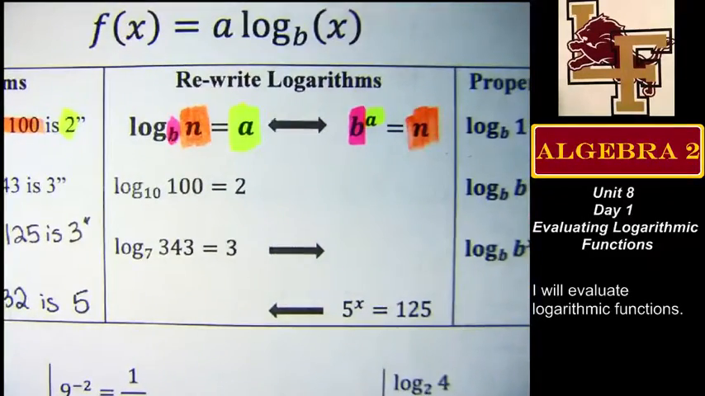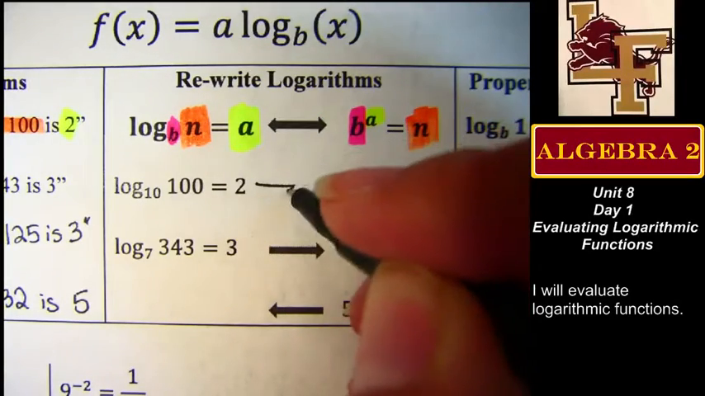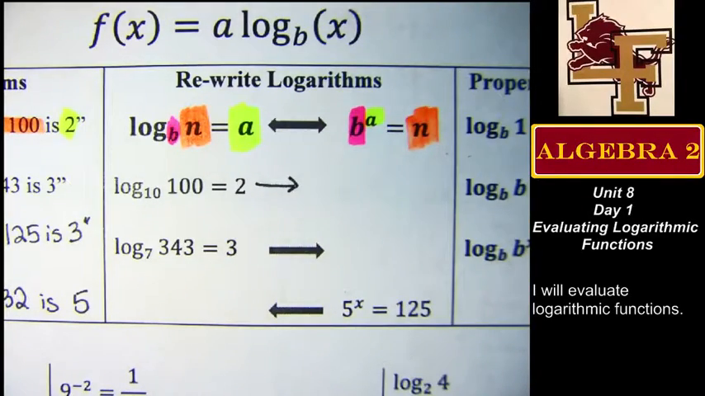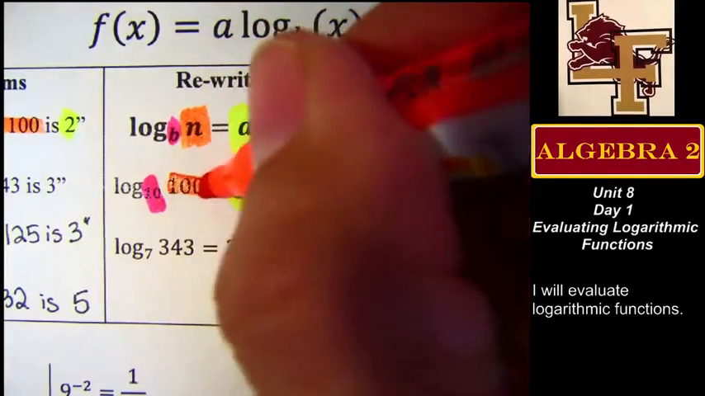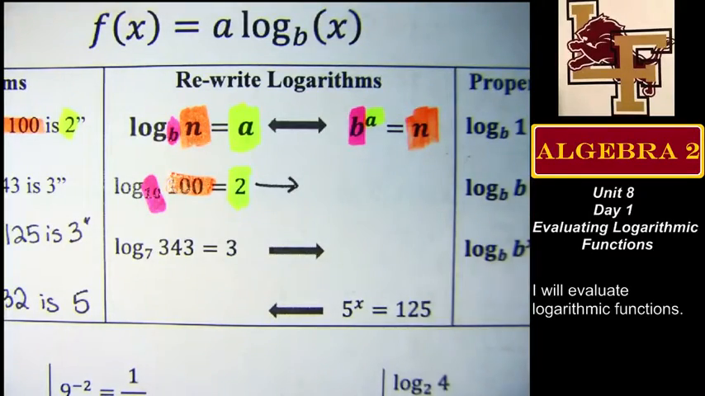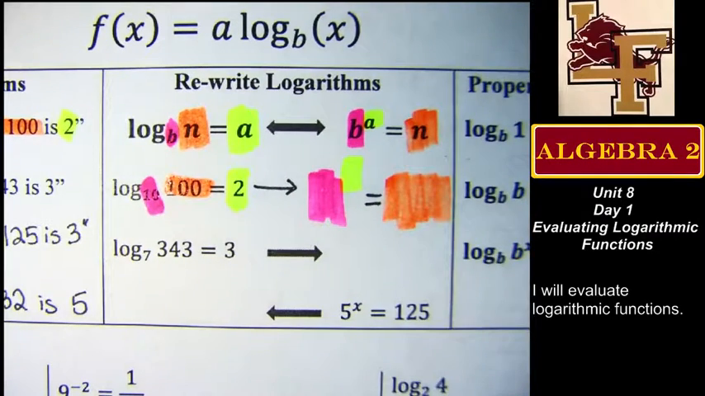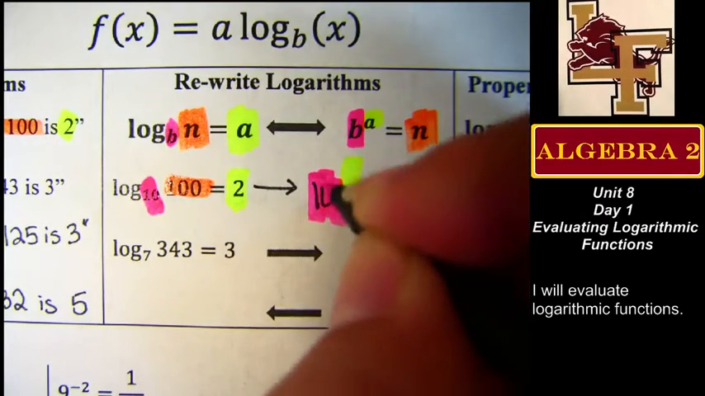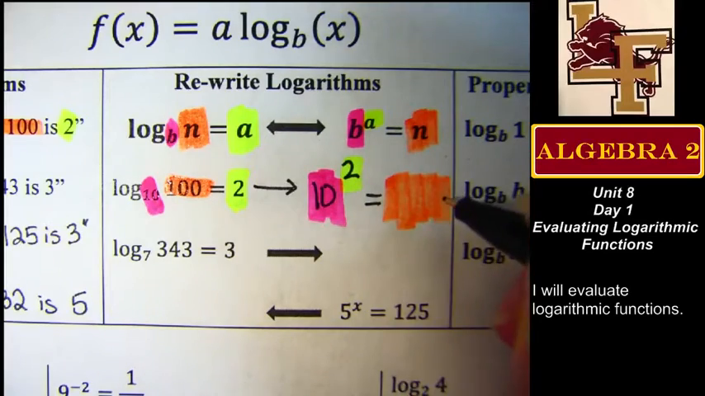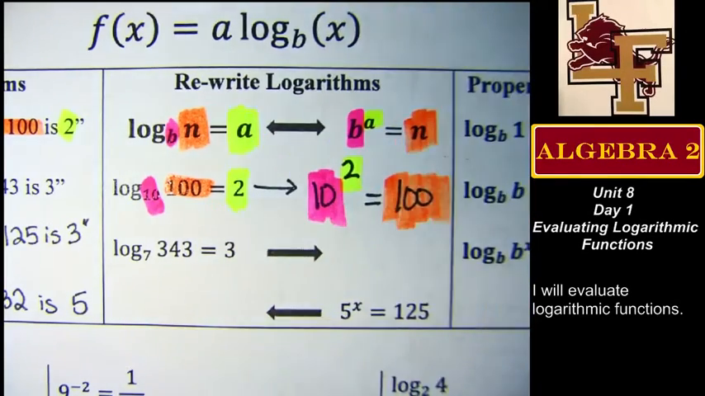Okay? So let's rewrite this, log base 10 of 100 is 2, as base to some exponent is some result. All right. What was the base? 10. What's the exponent? 2. What's the result? 100. That's it.